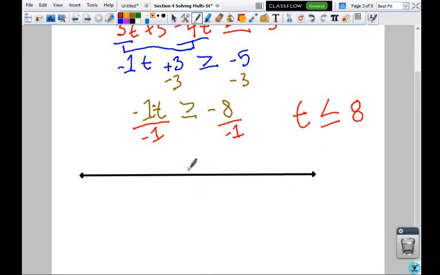So I can make my graph now. I'm going to go 8. I'm going to have a 7 and a 9. I'm going to make my circle and fill it in because I have my or equal to line. So I start out at exactly 8. And Allison, which way is my arrow going? It is going left.